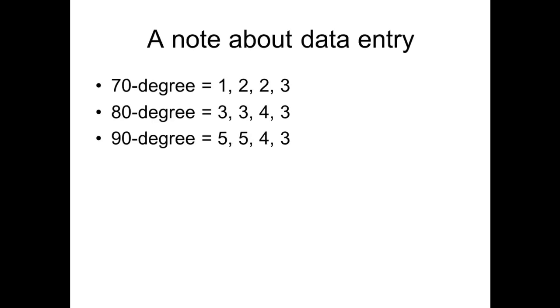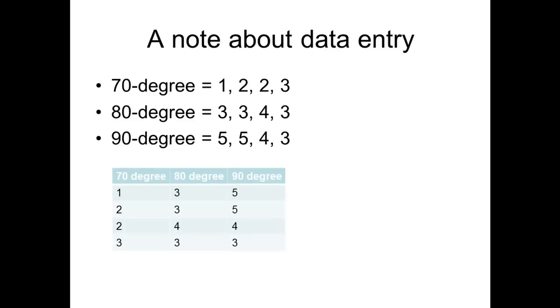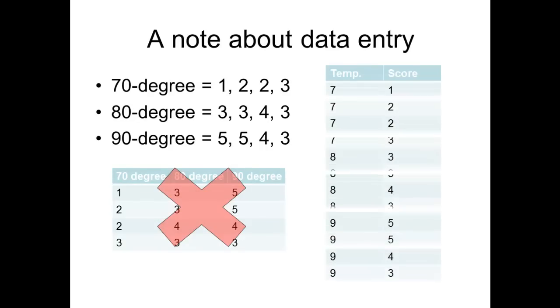So again, a note about data entry. We're back to 3 groups here, our 70-degree group, our 80-degree group, and our 90-degree group. And based on what we did last time, you might be tempted to stack them next to each other, 1 column for each group, but that's not the way. A one-way ANOVA is much like an independent samples t-test where you have to stack them on top of one another.